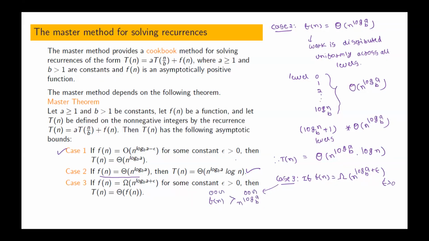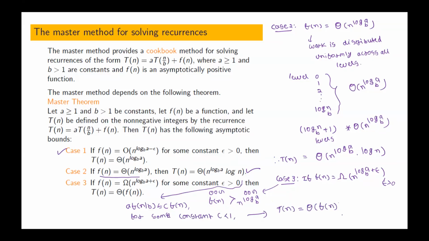Not only that condition, there is one more condition. Okay, this is missing here. And one more condition: a into f of n by b should be less than or equal to c into f of n for some constant c less than 1. Then we conclude that the total amount of work done in this algorithm is theta of f of n.